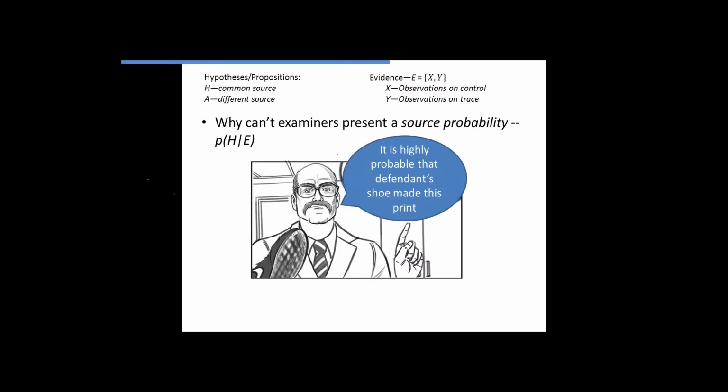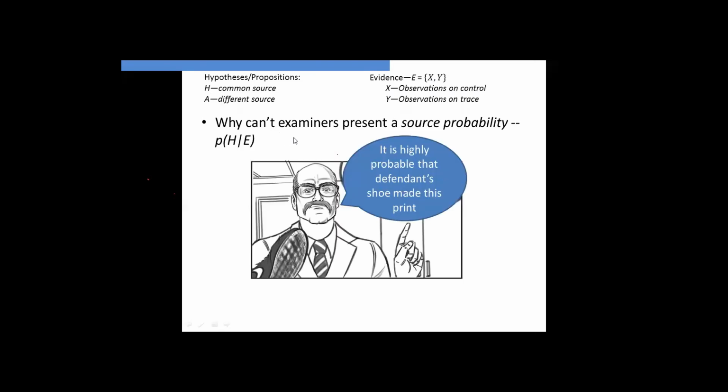The question that's commonly asked by forensic science examiners, particularly in the US, is, well, why are we messing around with talking about the probability of the evidence under the hypotheses in various ways? Why can't examiners simply tell the jury what they want to know, which is, what's the probability that these two items have the same source? This we call a source probability. So why can't examiners talk about the probability of the hypothesis given the evidence, rather than making statements about the probability of the evidence under the hypotheses? So make some statement like, it's highly probable the defendant's shoe made this print, something like that.